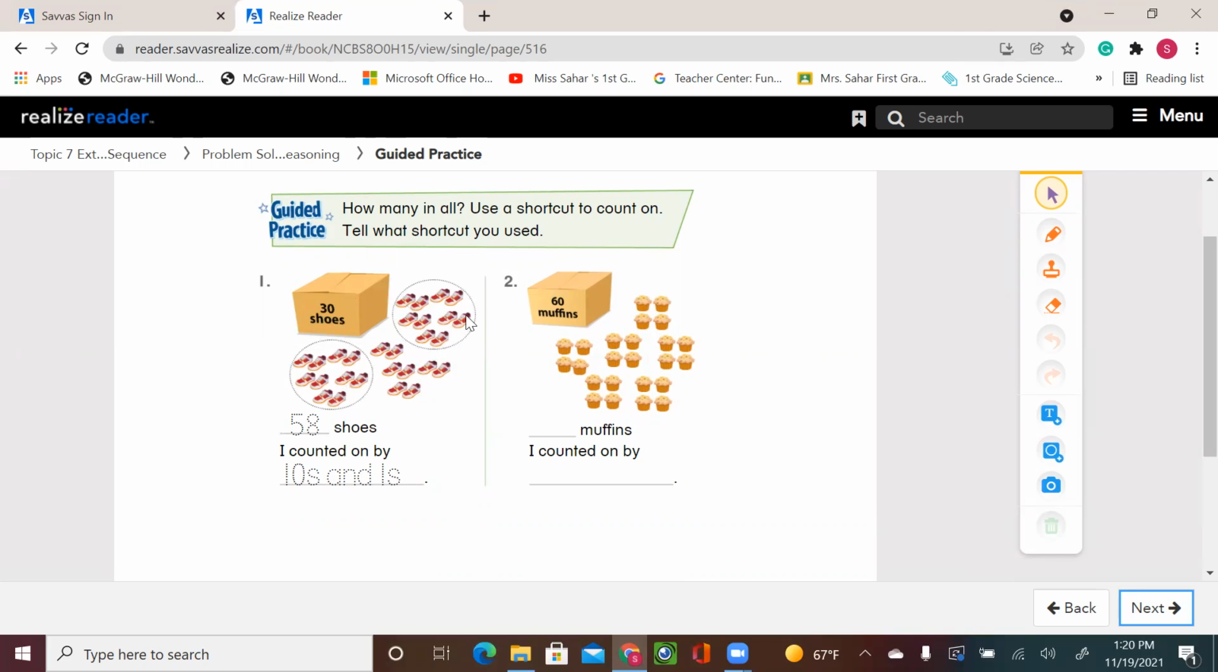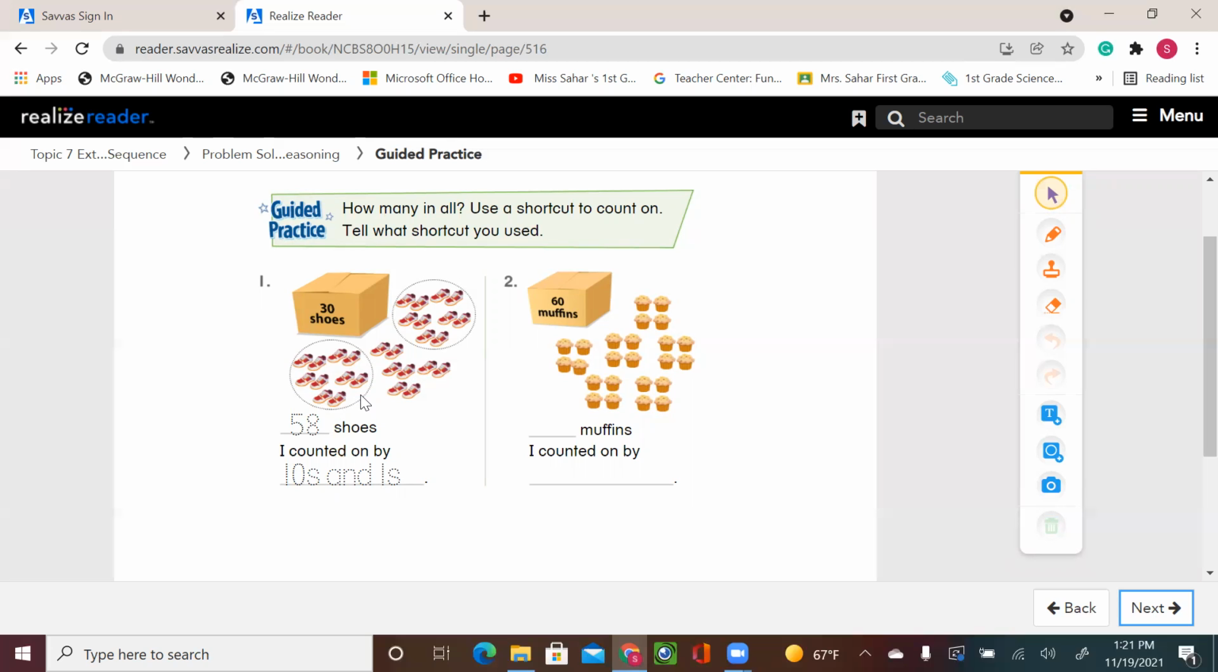So I have 1 ten, another 10, so that's 20, and I have 30 in a box, 30, 40, 50, and then I have the rest that they didn't make a group of 10, they will be by ones. So 30, 40, 50, 51, 52, 53, 54, 55, 56, 57, 58. So I counted by tens because I have two groups of tens, and the remaining I counted by ones. So I use tens and ones.